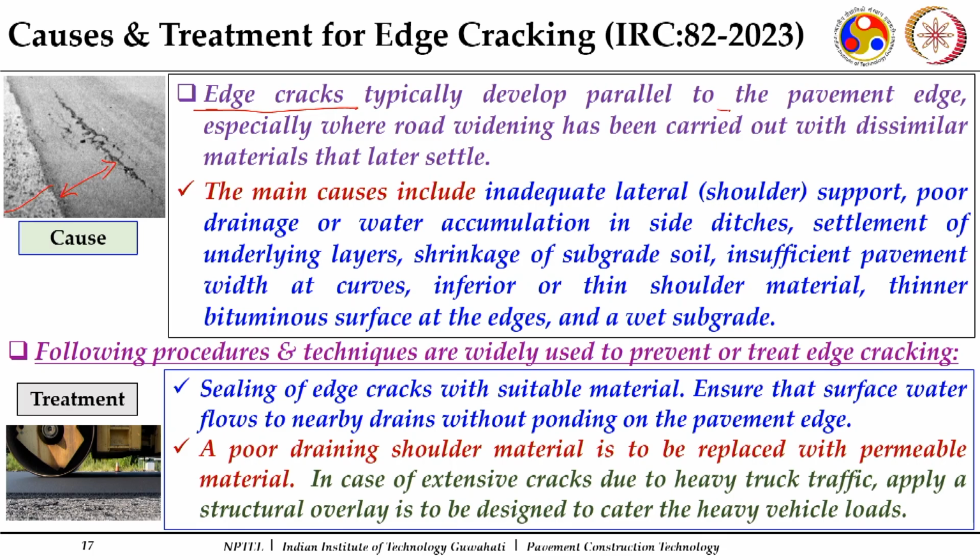They typically develop parallel to the pavement edge, especially where the road is widened. This is because widening is a very challenging exercise. How you match up the existing layers with the new construction is very important, and this matching is more important specifically for the drainage courses, because they play a very important role. If the layers are not properly matched, the joints are not properly constructed, and the drainage is not properly maintained, then you can experience these kinds of distresses, longitudinal cracking or edge cracking. So, the main causes include inadequate lateral shoulder support.